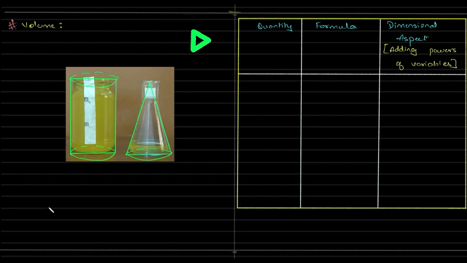And this is your cone. So we have to make a note that they have almost the same radius and the height. Okay, something like this.